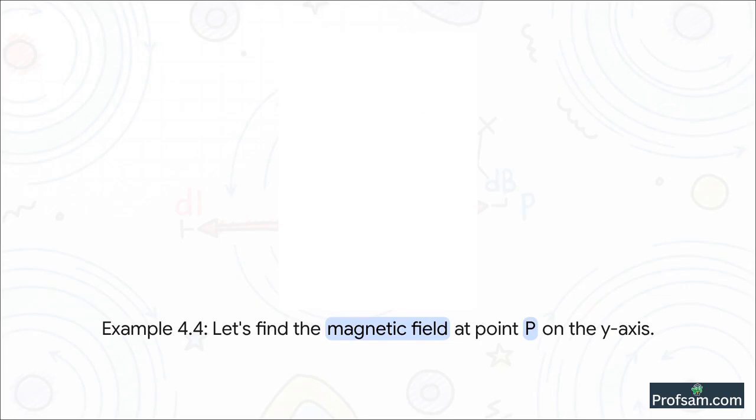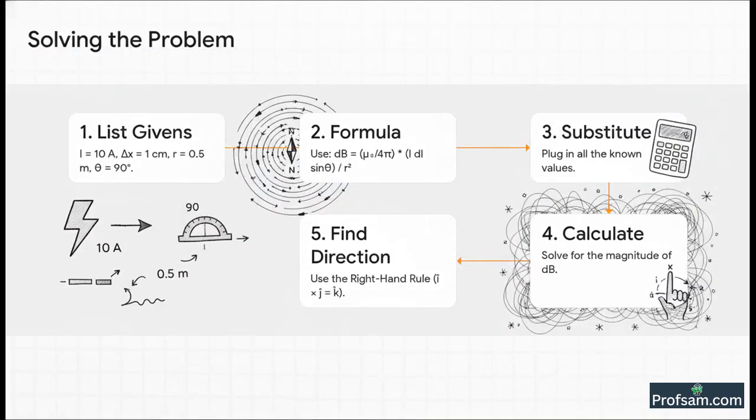We've got this tiny current element right at the origin, and it's carrying a current of 10 amps. Our job is to find the magnetic field it creates at point P, which, as you can see, is on the y-axis, half a meter away. Now remember, solving any physics problem is just a step-by-step process. Don't panic, just follow the steps.